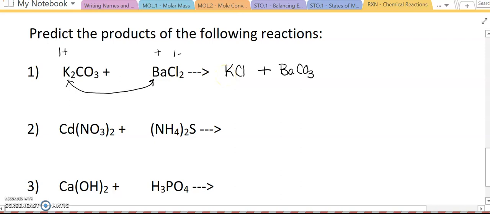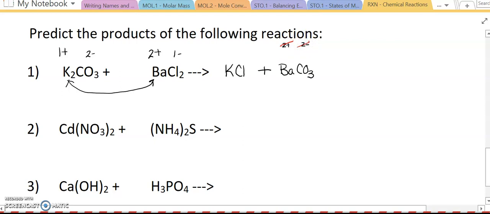And barium on my periodic table is an alkaline earth metal. That makes it a 2 plus charge. And carbonate's a polyatomic that I'm going to look up on the back of my periodic table and find on my polyatomic list that it's a 2 minus. But again, if it is a 2 plus and a 2 minus, those like charges are going to simplify and cancel out, and it just stays as BaCO3.